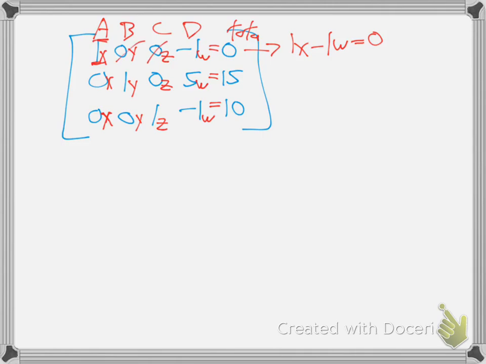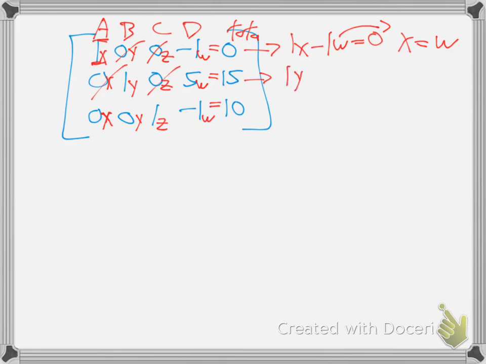Because the y and the z are 0, they're gone. 0 times y is gone. 0 times z is gone. So it's saying 1x minus 1w equals 0. So solve for x. How do you solve for x? Jump this over. So x is w. Isn't it? Let's try the second equation.